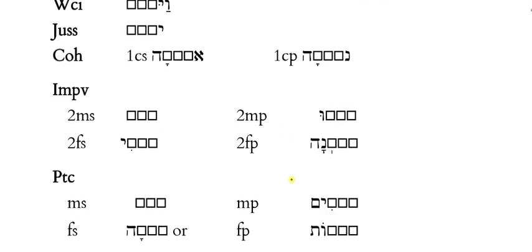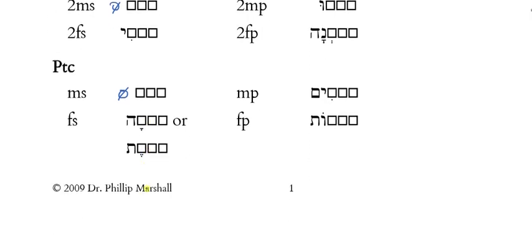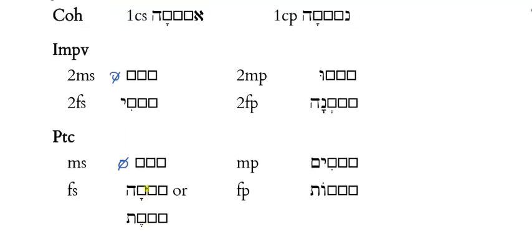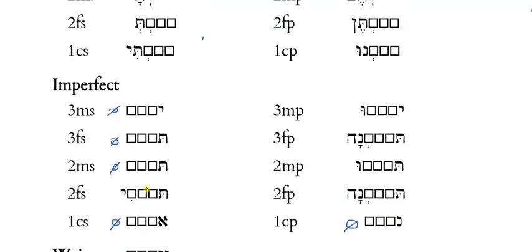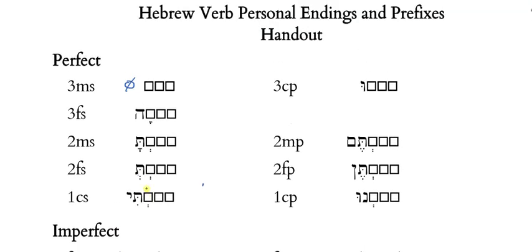The imperative, where do I have zero ending? Only one place, the 2ms form. The participle has no ending on the masculine singular form. And then the infinitive, construct, and absolute don't take personal endings at all, so they're not inflected. Okay, so we want to pay attention to these forms that we just looked at here as we go through this next chart back on your handout.